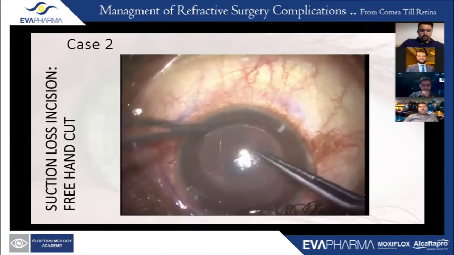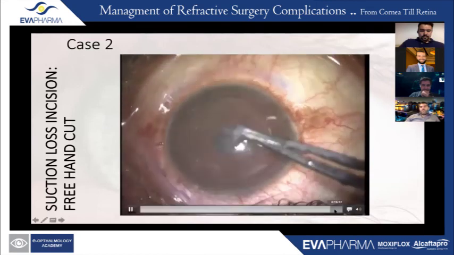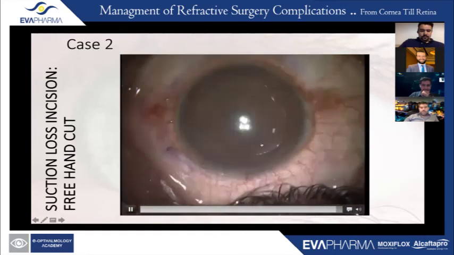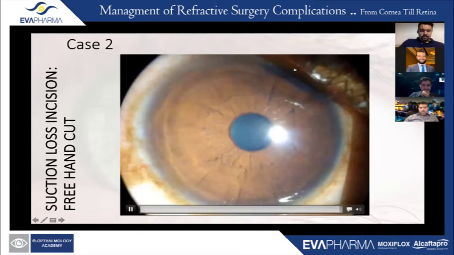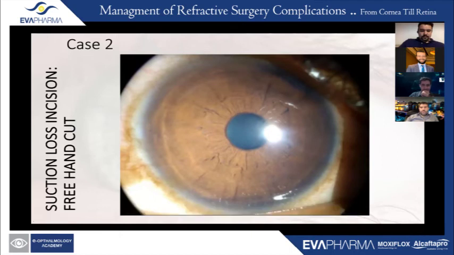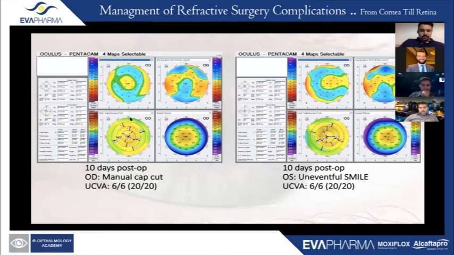That's a well dissected out lenticule. So in these ways, you can sometimes salvage the case. It's especially better if your fellow or whoever is doing the case marks the edges of the bubbles as soon as this happens, so that you know exactly where to put your manual cut and not have to guess. So that's the reason it's always important to know where the bubbles are.